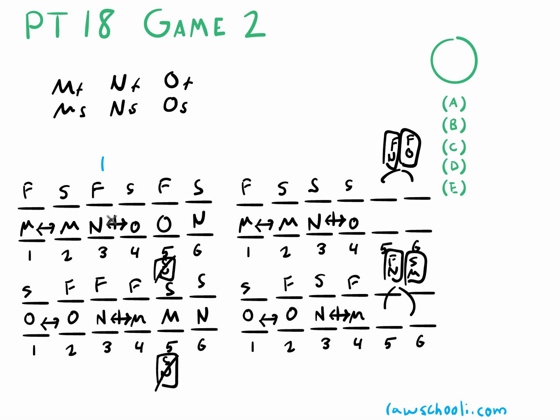Okay, then we'll label these scenarios. This can be 1A, and this can be 1B. Then we can make this 2A and 2B. And then we should be ready to just hammer through these questions.